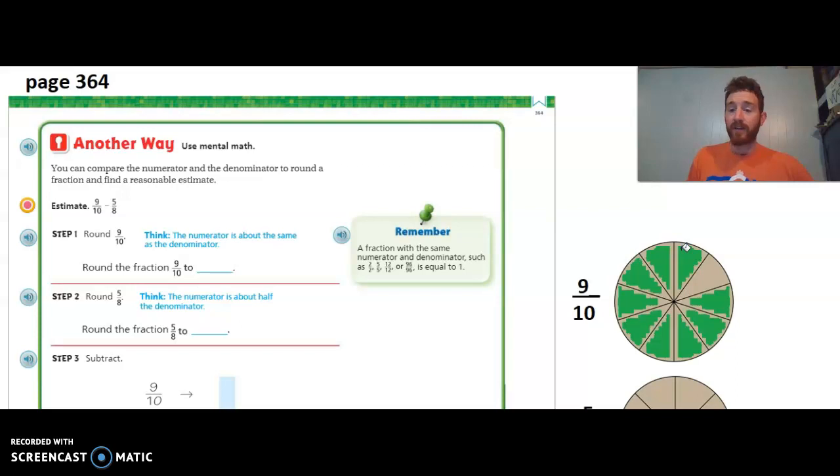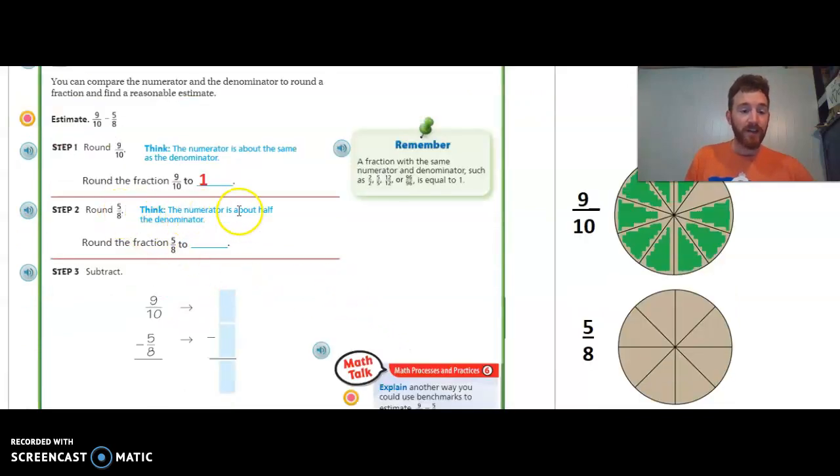So what do you think we should round that to? Should we round that to 0, half, or 1? Well, I think what we should do is round that to the whole number 1. Boom, 1, okay? So we're going to call that about 1. It's pretty close. It's almost everything we got, almost the whole part. Then the other part, 5/8, think, okay, the numerator is about half of the denominator. Like we said, 4/8, 4 is half of 8, so 4/8 would be equal to 1/2. Let's take a look at this now.